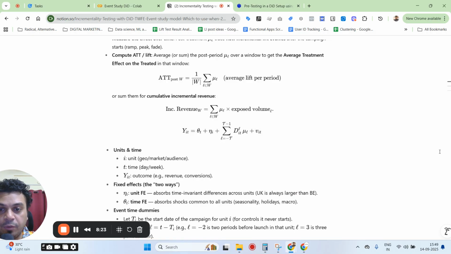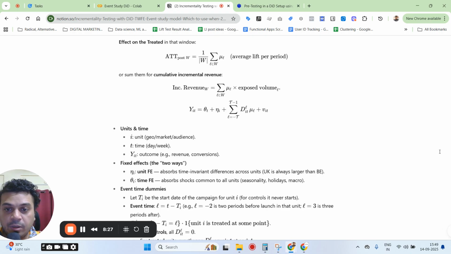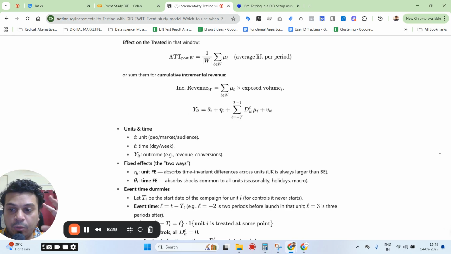So what do they really mean? These mean that you are trying to absorb them in this regression that you're going to do. This equation has been written in this format only to carry out a linear regression, in order to absorb these two effects. What that means is time-invariant differences across units. For instance, the UK always being larger than Belgium. These things will also have an impact.